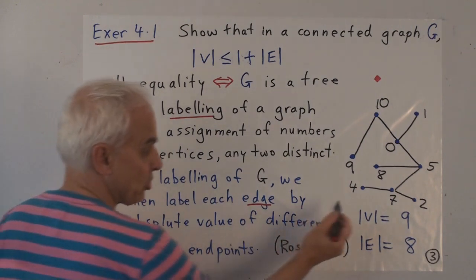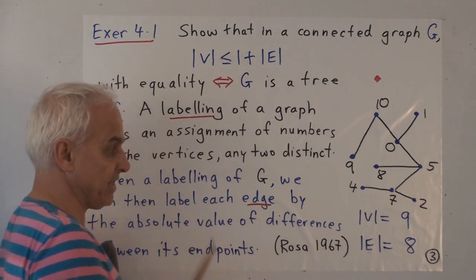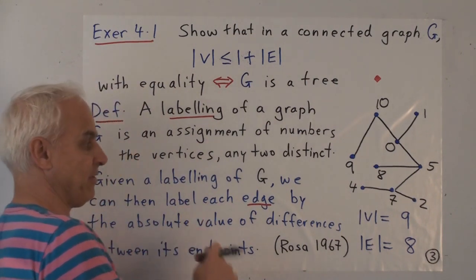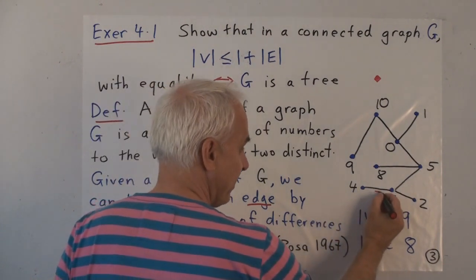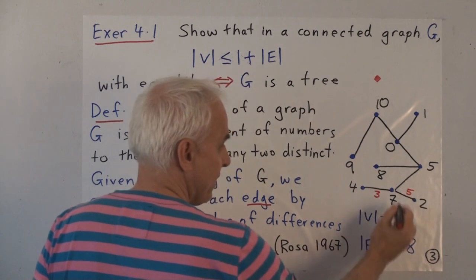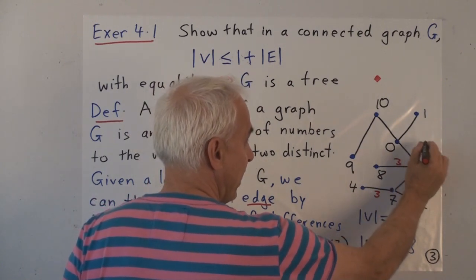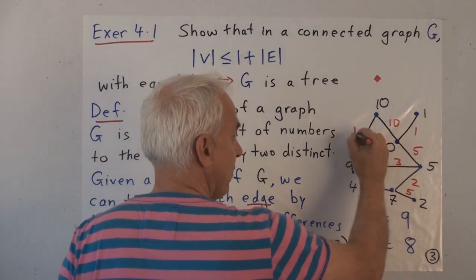So we take any edge, say this one here, and we label it with the difference between its endpoints. The difference in absolute value. So 4 and 7 has a difference of 3. 7 and 2, difference of 5. 7 and 5, difference of 2. Here a difference of 3. Here a difference of 5, 1, 10, and 1.